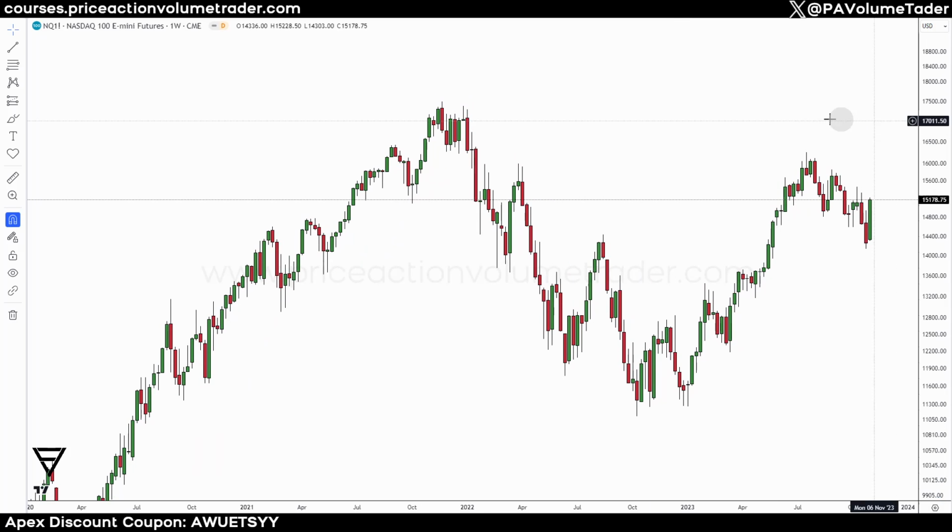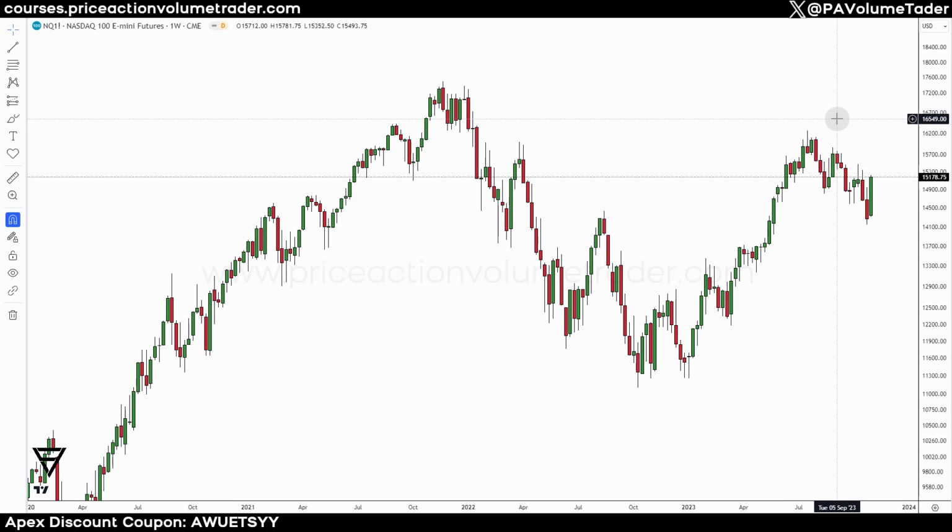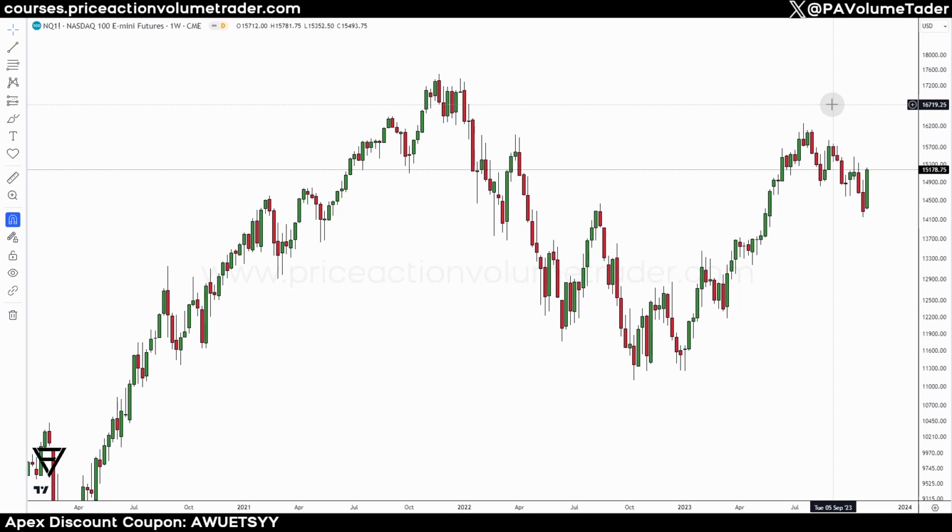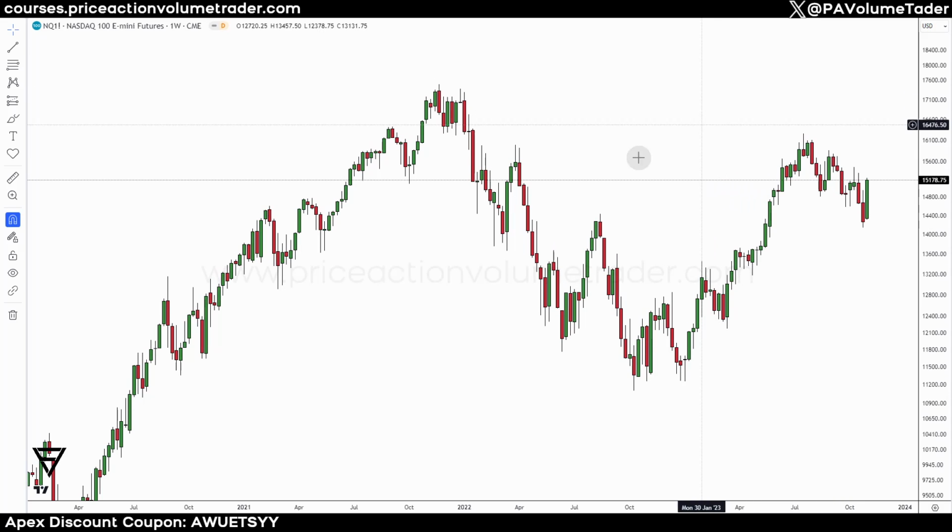So for this, I normally do this when I start off with a fresh chart. I'll take off all my volume profile studies. I'll take out all the indicators, anything that I have, and I just start with a pure candlestick chart. Here we have the NASDAQ futures on a weekly time frame.